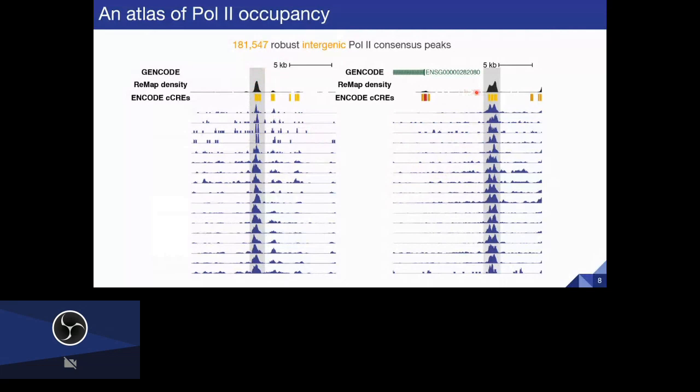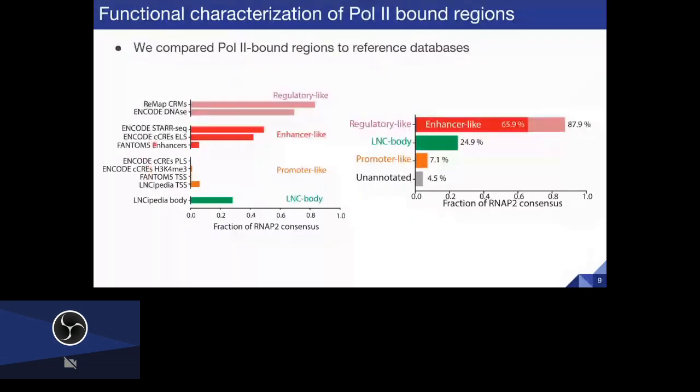So what are these regions? We compared our POL2-bound regions to reference databases, originating from ENCODE or FANTOM5 or REMAP, which is a database of transcription factors. And what we found is that we mostly fall into regulatory elements that are open chromatin or enhancer-like. We have a few promoter-like signatures, but they are mostly located on TSSs of long non-coding RNAs. And around a quarter overlap bodies of non-coding RNAs.